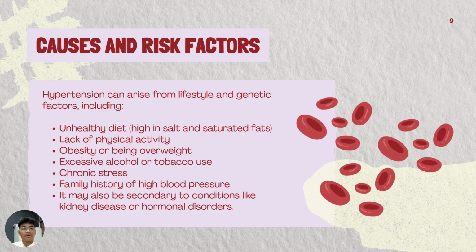Next, we've got causes and risk factors. Hypertension can arise from lifestyle and genetic factors, including an unhealthy diet, which is high in salt and saturated fats, lack of physical activity, obesity or being overweight, excessive alcohol or tobacco use, chronic stress, and family history of high blood pressure. It may also be secondary to conditions like kidney disease or hormonal disorders.